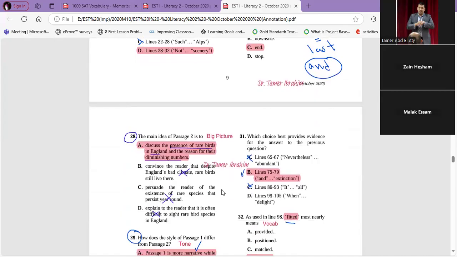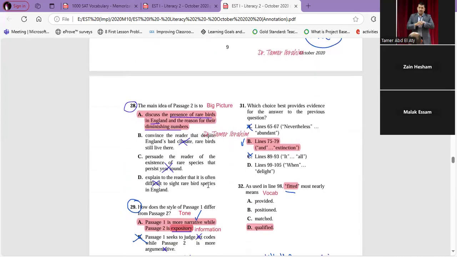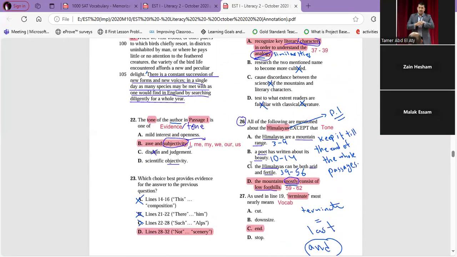28. The main idea of passage 2. I told you that the big picture question is better left till the end. But if you're going to solve it in its place, no problem. We can read the first paragraph and last paragraph. If they are long, read the first sentence and last sentence of the first paragraph, and the first sentence and last sentence of the last paragraph. If you find that you're confused between more than one answer, kindly read the whole thing or leave it till the end. Okay, I'm going to solve it now. I'm not going to keep it.